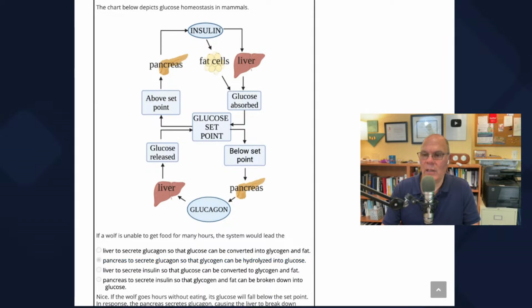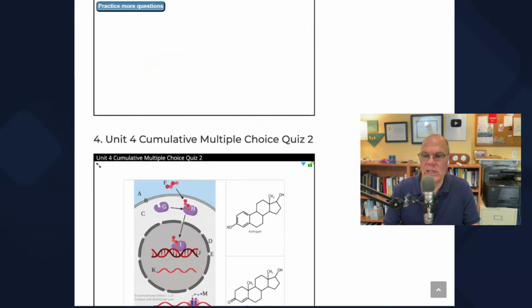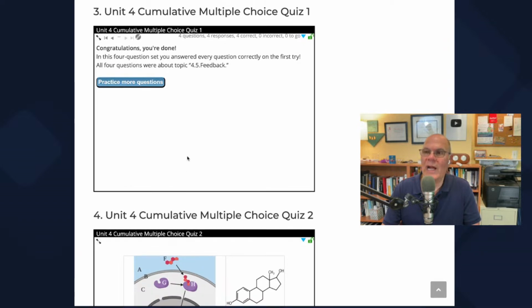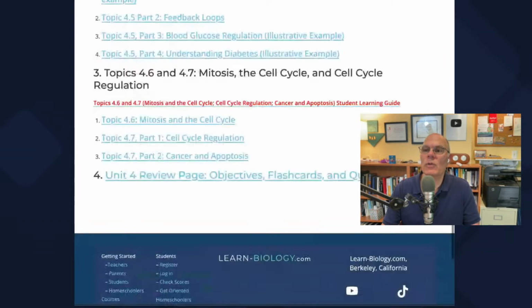Let's try it. Nice. If the wolf goes hours without eating, its glucose will fall below the set point. In response, the pancreas secretes glucagon, causing the liver to break down glycogen into glucose, restoring blood glucose homeostasis. We've got a summary report. We did 4 questions. We got them all right. Way to go. Let's go back to our slideshow.